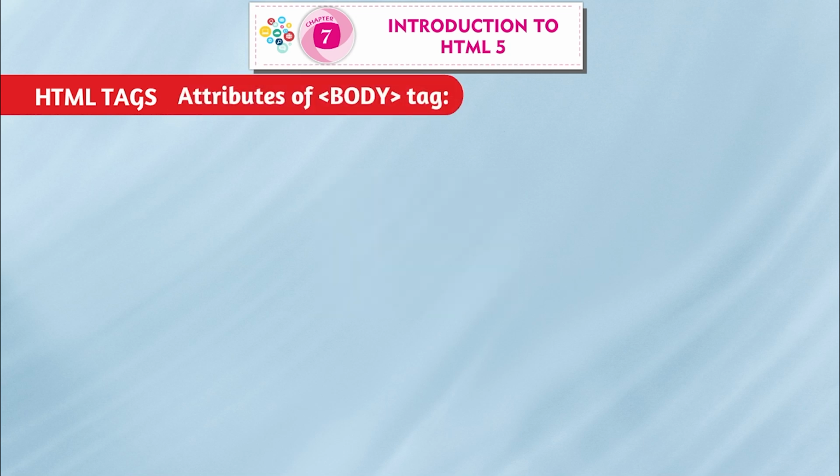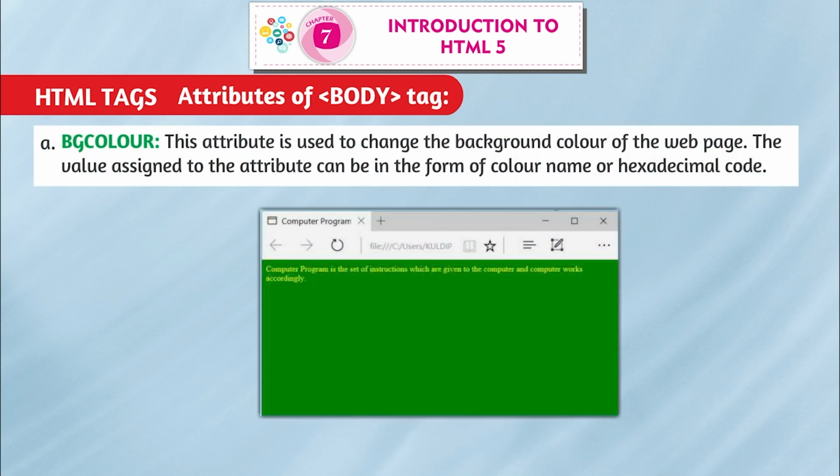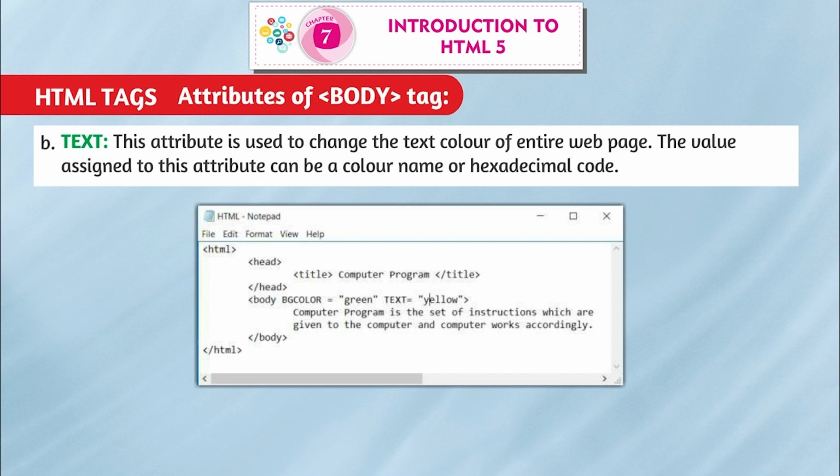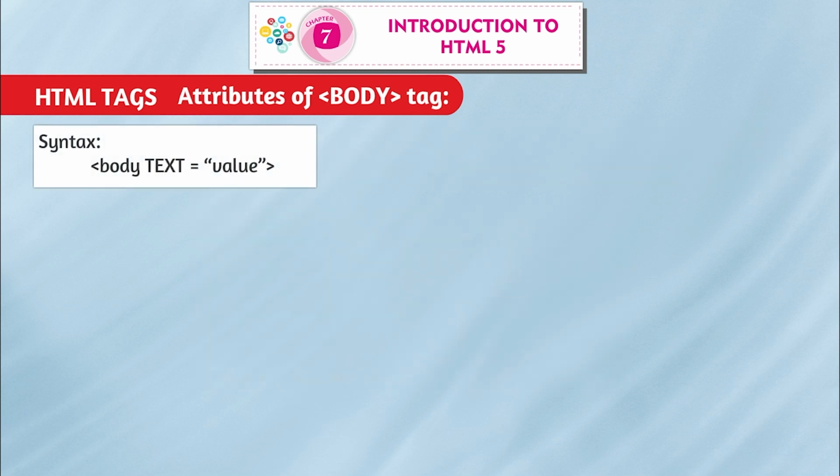Attributes of body tag. A. BG color. This attribute is used to change the background color of the web page. The value assigned to the attribute can be in the form of color name or hexadecimal code. Syntax. B. Text. This attribute is used to change the text color of entire web page. The value assigned to this attribute can be a color name or hexadecimal code. Syntax.